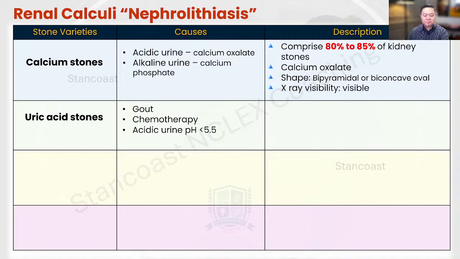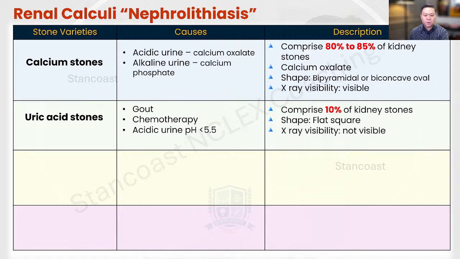percentage in the occurrence of different stones, it comprises about 10% of all kidney stone cases, and its shape is flat square. And this is something that's not visible really in the abdominal X-ray, right? So take note of that. It's not visible in the abdominal X-ray, and this is on the uric acid. However, this can be detected by other imaging studies, and we'll expect that the CAT scan or the ultrasound of the abdomen or the intravenous pyelogram will be used in order to detect the uric acid stones.